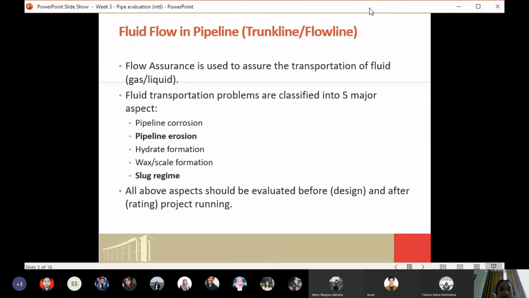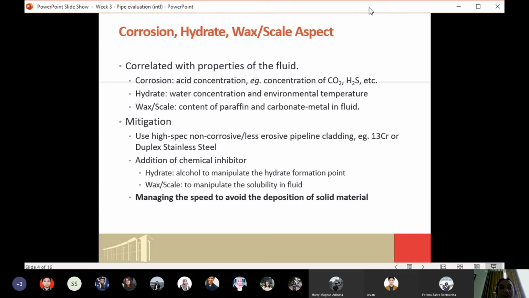Not many flow assurance engineers in Indonesia. So if you want to be a specialist in flow assurance, I believe there will be many companies looking for you, because flow assurance specialists are quite few. And then the corrosion.